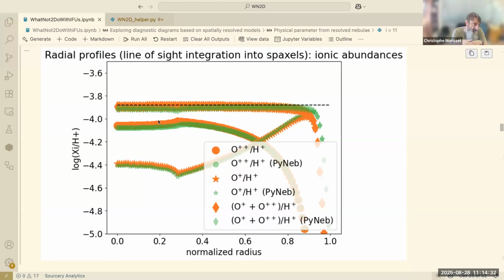Okay, I didn't take into account the density here. It's a simple model just to illustrate things. Okay, so I can determine, let's say not local, but spatially resolved, projected on the sky plane, temperature, density, ionic abundances, and elemental abundances. That's quite fine, okay?